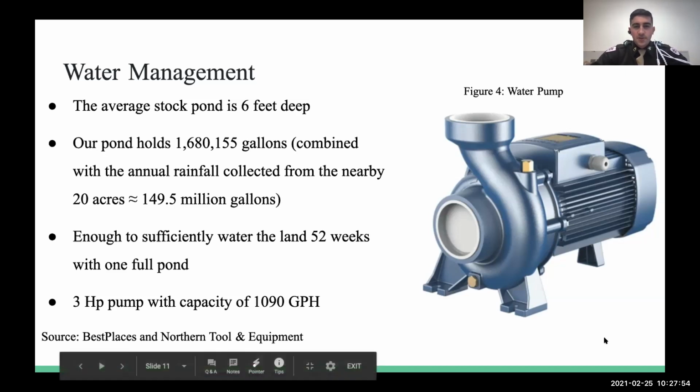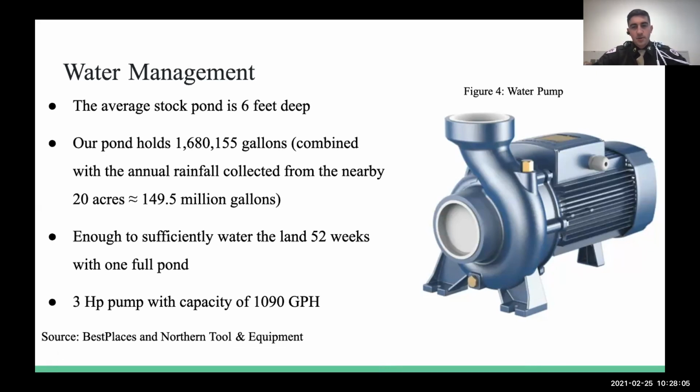If our pond is 6 feet deep, it should hold about 1,680,155 gallons. This was taught to us by Dr. Kingman, and it's basically 6 feet deep by the number of square feet in an acre. With that, we got the cubic feet and converted to gallons. Now, with a full pond, we should be able to irrigate for 52 weeks.